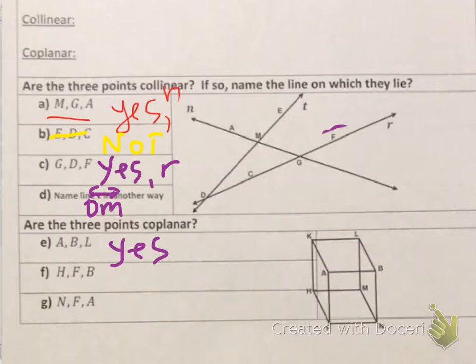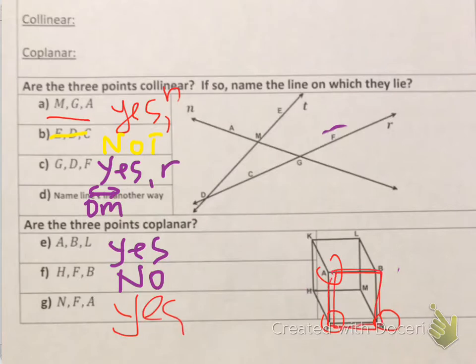All right, the next one, H, F, and B. Those are not in the same plane. They are not in the same flat, two-dimensional surface. Then the last one, N, F, and A. Those are in the same plane. It would be this last plane right here, so I'm going to say yes on that.